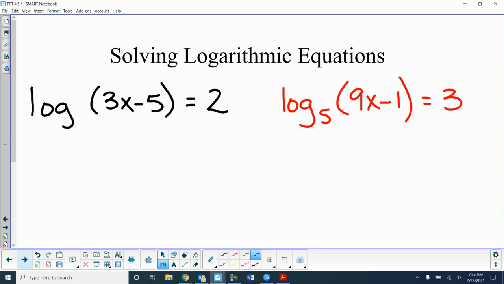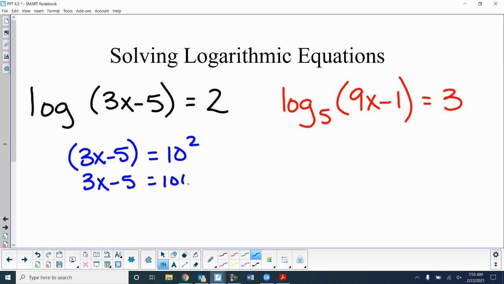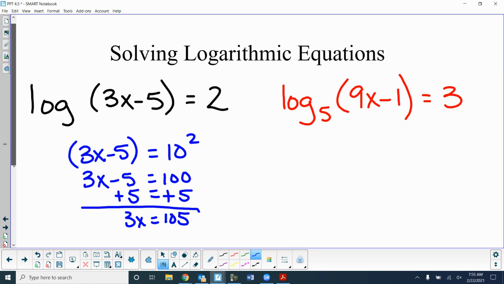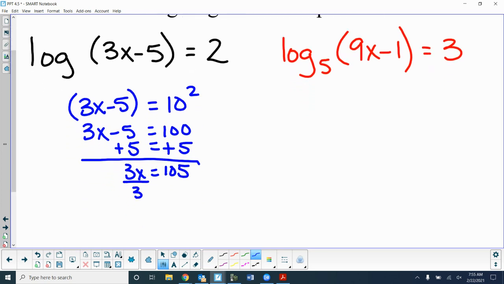Thank you. So we're going to rewrite it as 3x minus 5 equals 10 squared. That's how you turn it into an exponential, right? You're supposed to know that. What is 10 squared? 100. So add 5, you get 105, and divide by 3, and you're done. What's that, 35?